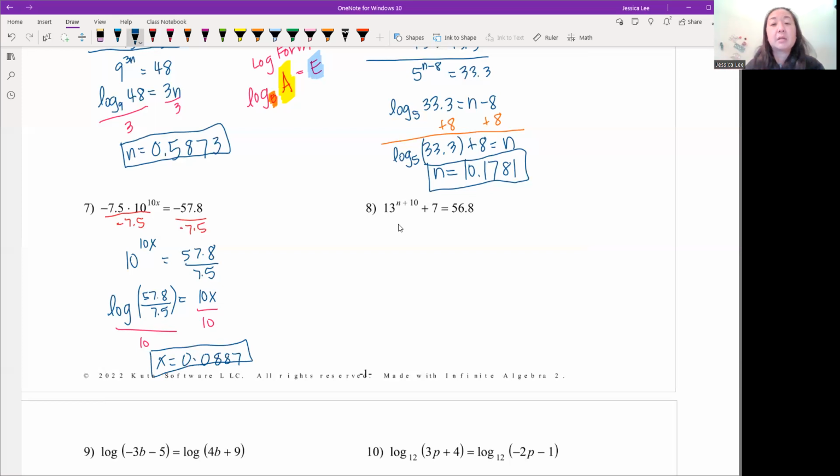All right, the last one on exponentials. We're almost there, guys. Okay, no, we're not. Actually, it's for exponentials. All right, same idea. Again, got to get rid of this guy. So subtract 7 on both sides. And then we're going to get 13 to the n plus 10 is equal to 49.8, right? Definitely not going to get the same bases here. And so we're, again, going to change them to log. Log base 13 of the argument is equal to n plus 10. All right, and then I'm just going to get rid of this 10 guy. So minus 10 here, minus 10 here.